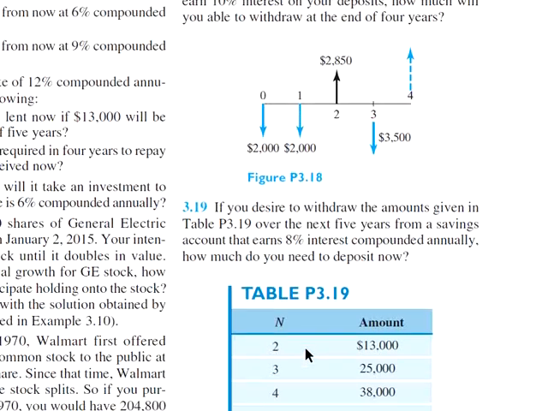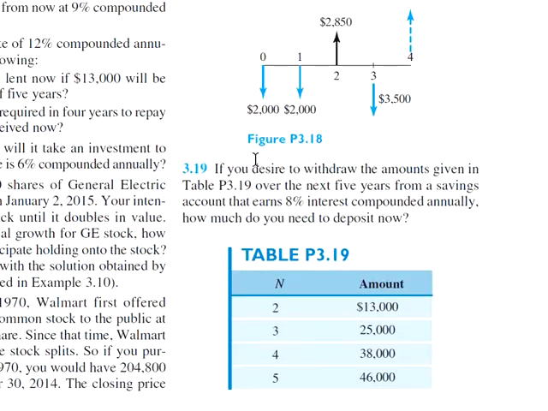Now in question number 19, this is the given. If you desire to withdraw the amount given in table 3.19 over the next 5 years from a savings account that earns 8% interest compounded annually, how much do you need to deposit now? It's just like you need some money in year 2, year 3, year 4, year 5. So how much must you deposit now so that this amount of money is available at different periods of time? We need to calculate a P for each one separately.